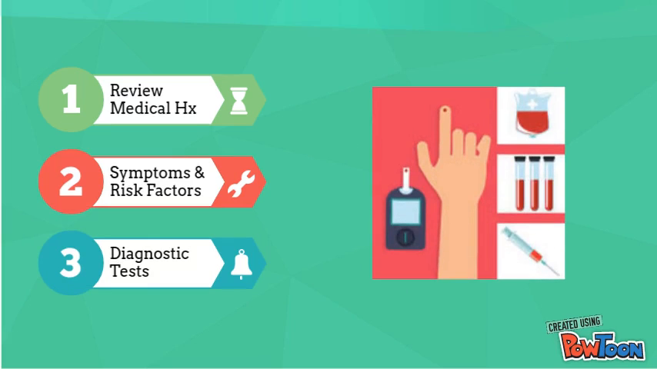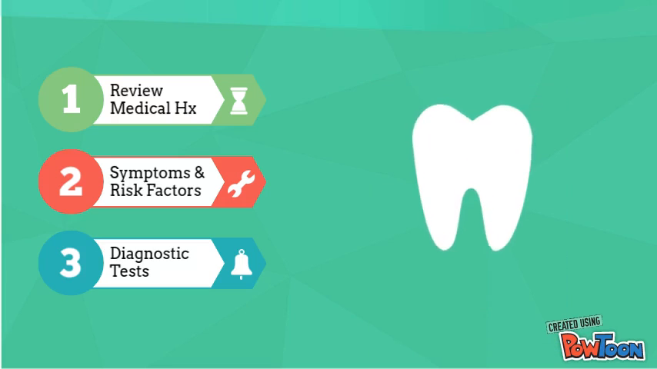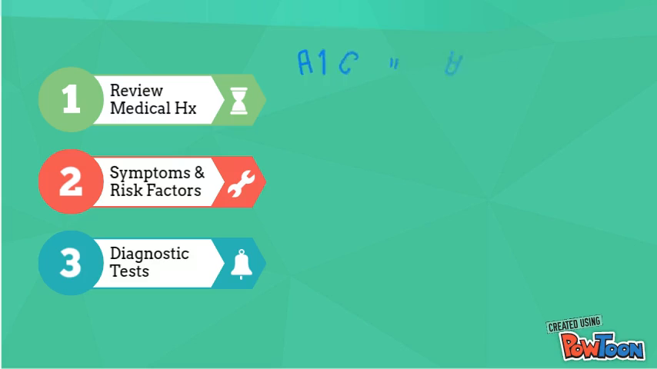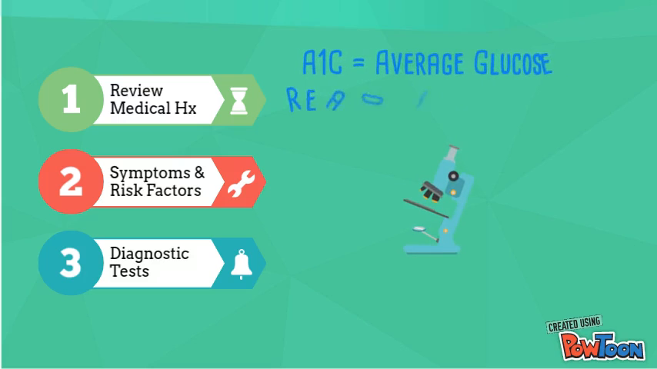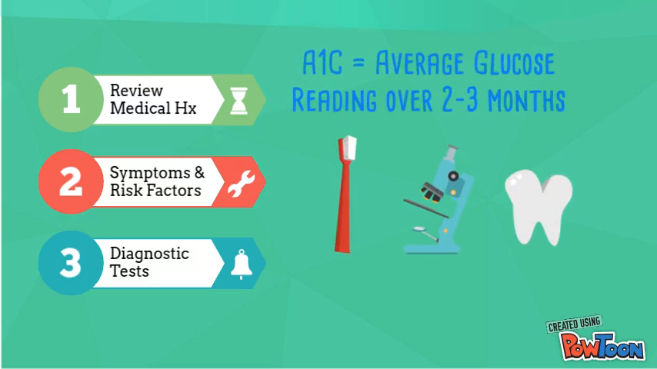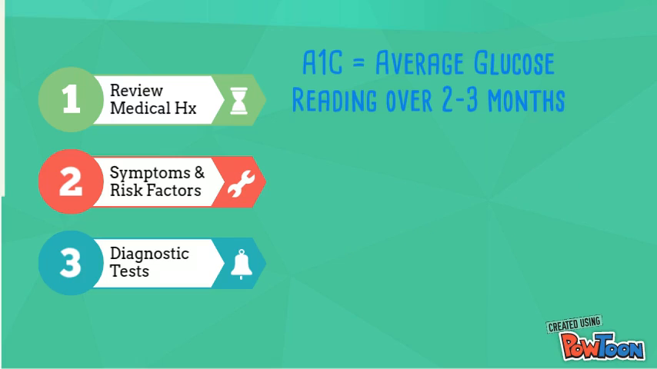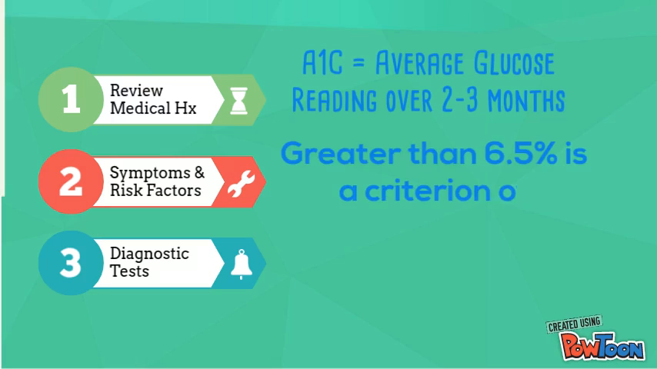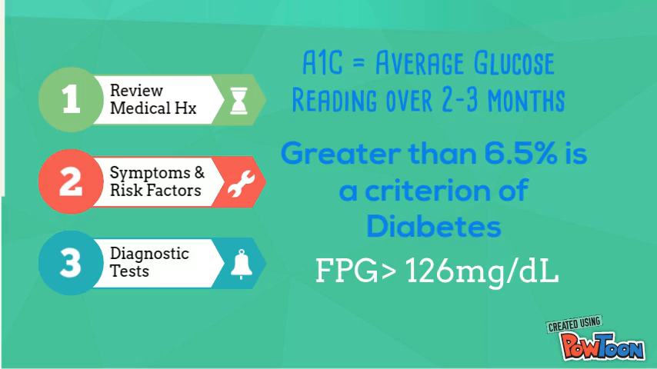A sample can be obtained using a finger stick, or a sample of gingival bleeding may be used. The sample will be used to evaluate A1C, a measurement of the average blood glucose levels over the past 2 to 3 months. A patient with an A1C measurement of greater than 6.5% is an indication of diabetes. After the patient has fasted for 8 hours, fasted plasma glucose levels higher than 126 milligrams per deciliter is also an indication of diabetes.